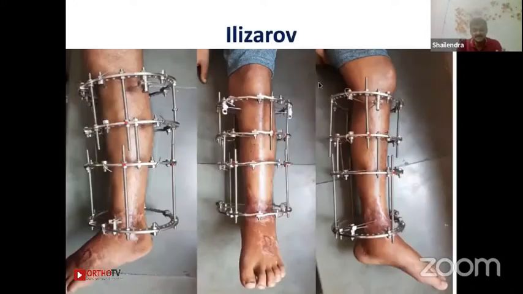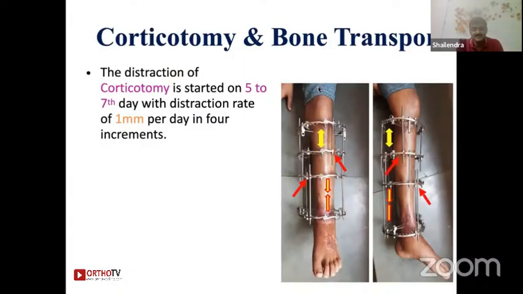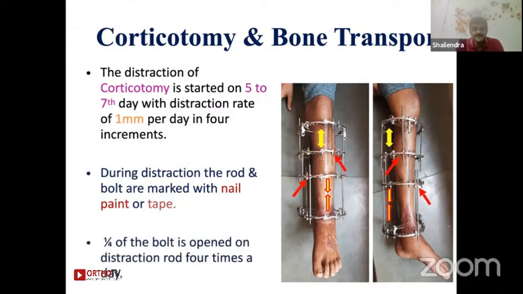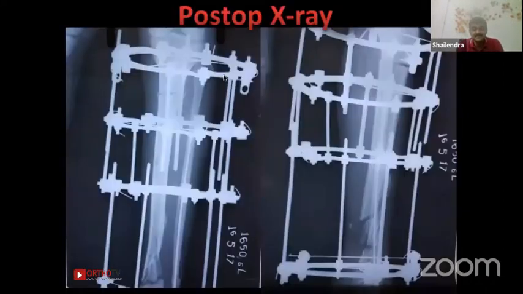We simply apply a 4-ring Ilizarov. As usual, we distract at the first and second ring corticotomy and compress at the fracture site. Distraction at 1 millimeter per day. This is the post-op X-ray. The corticotomy is done at the upper part, and the gap is decreasing in the lower part.